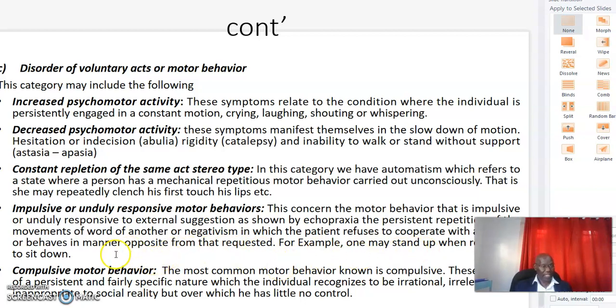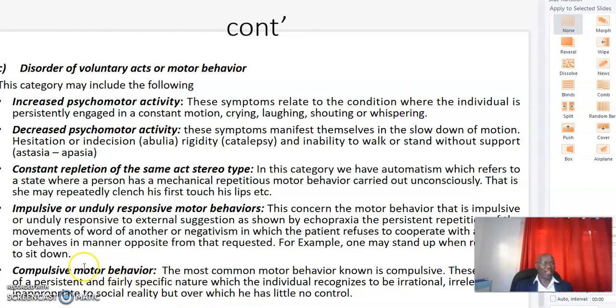And finally, compulsive motor behavior. This is the most common motor behavior known. Compulsions are acts of a persistent and fairly specific nature which the individual recognizes to be irrational, irrelevant, and inappropriate to societal reality, but over which he or she has little or no control.